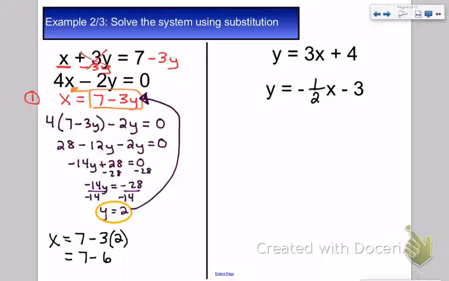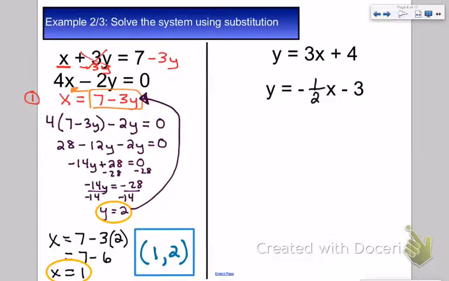Negative 3 times 2 is negative 6, and 7 minus 6 is positive 1. Again, I am not finished until I write my answer as an ordered pair. My x value is 1, my y value is 2, and feel free to check those answers plugging it back into both equations. In my third example, I have something that is different than what we've seen.